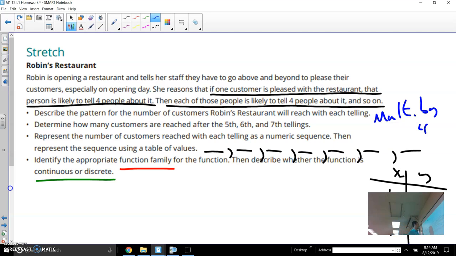We kind of figured out that the first time you only have 1 customer, but that first time you tell somebody, you're now at 4. Now you are at 16, 64, and so forth and so forth.